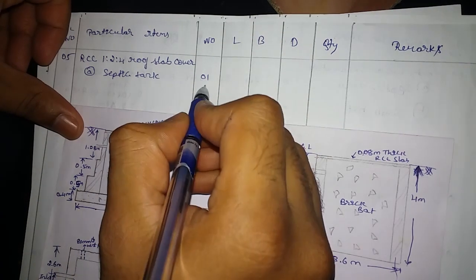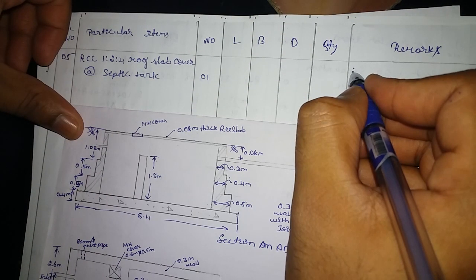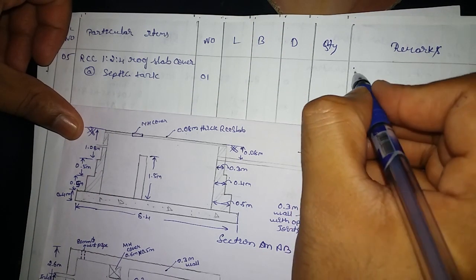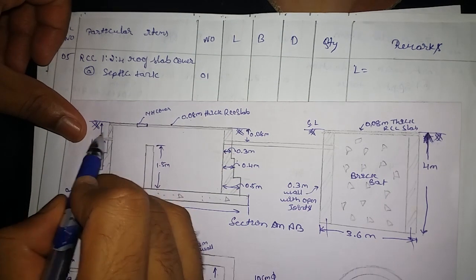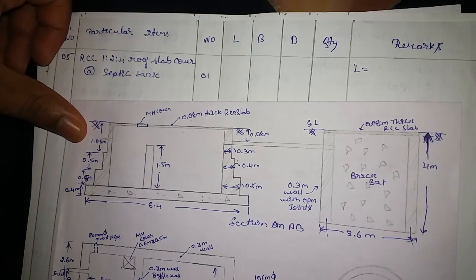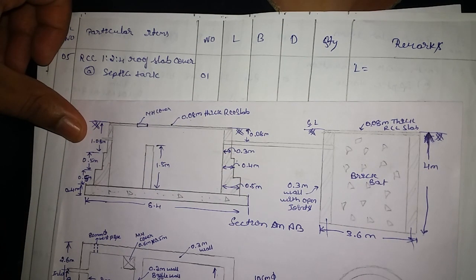Now we need to find out its length. So length is equal to how much? You can see in the diagram. From here to here the length is 7 meters, so we will consider this as length, and this is the breadth, 2 meters.